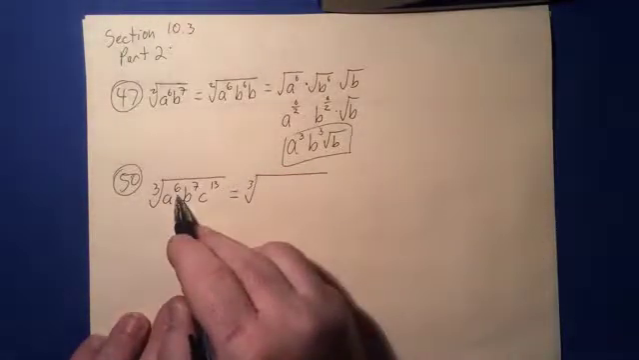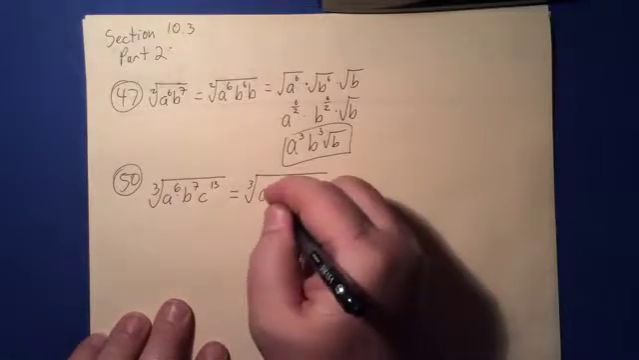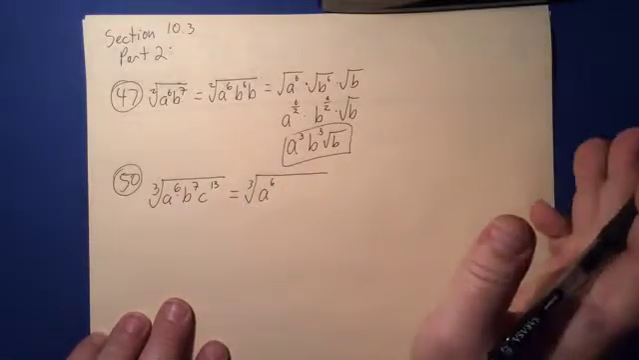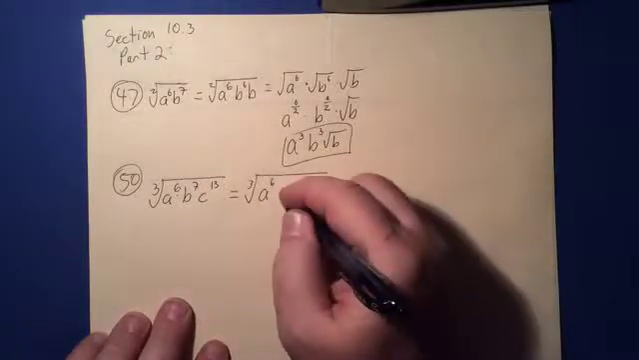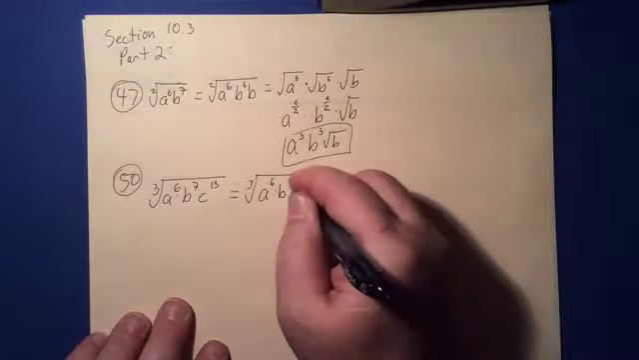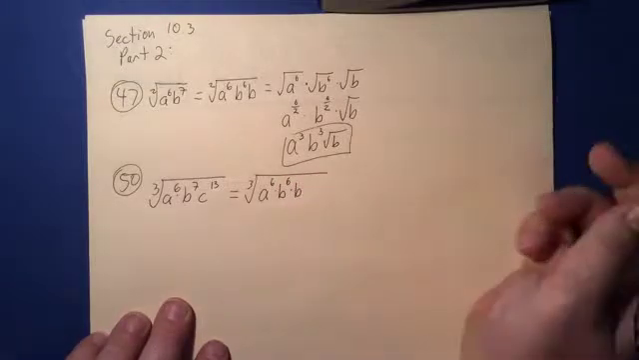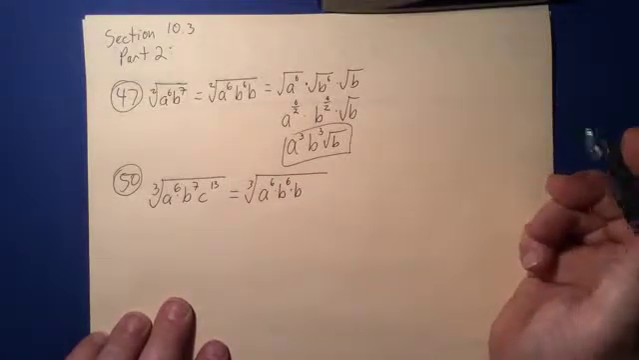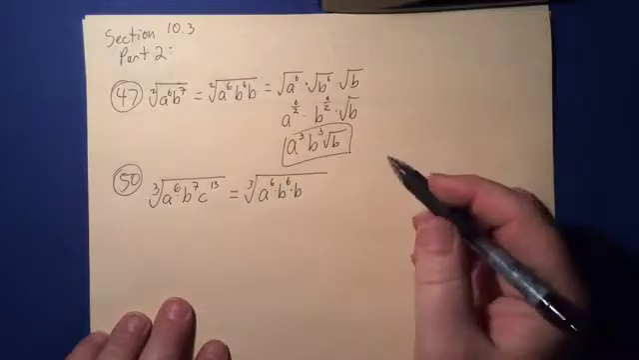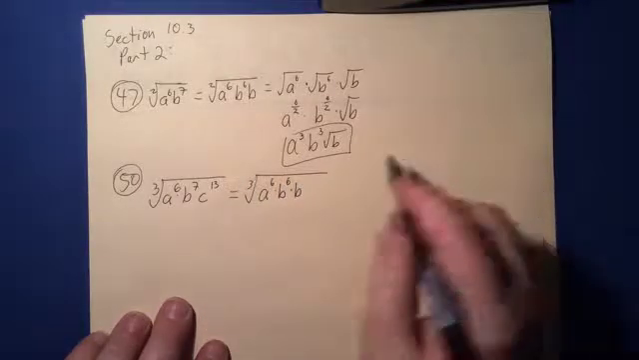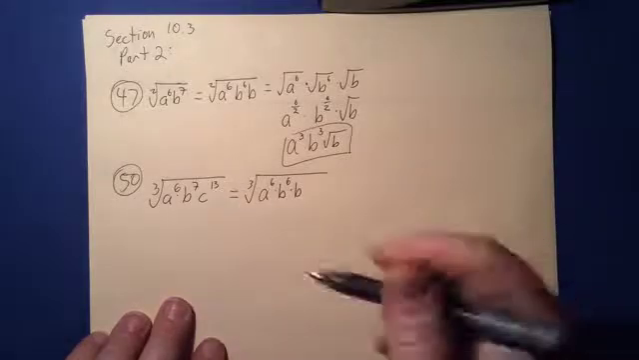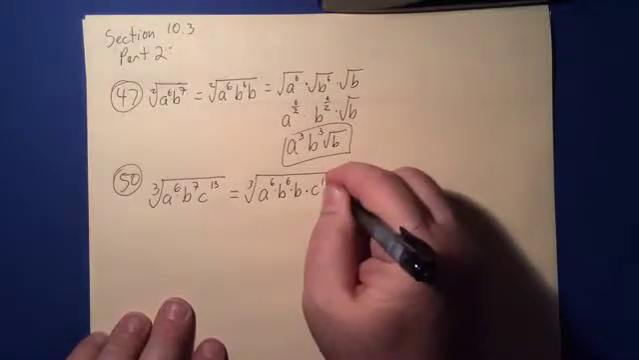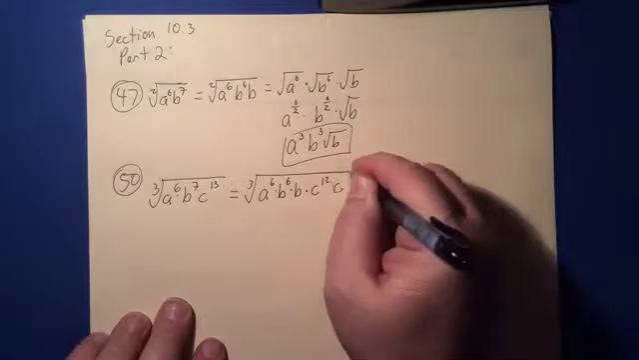So how does that happen? Well, a to the 6th, 6 is divisible by 3, so I can leave a to the 6th as it is. Next, b to the 7th. Now, 7 isn't divisible by 3, but 6 is. So I'm going to write this as b to the 6th times b, just like I did in the previous question, except we're dealing with a third root, not a square root. c to the 13th. 13 is not divisible by 3, but I know 12 is. So I'm going to write this as c to the 12th times c.